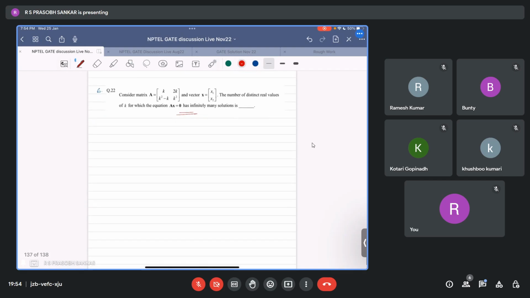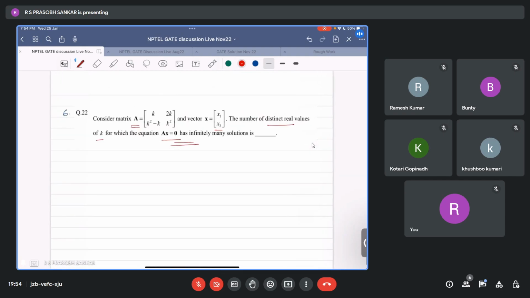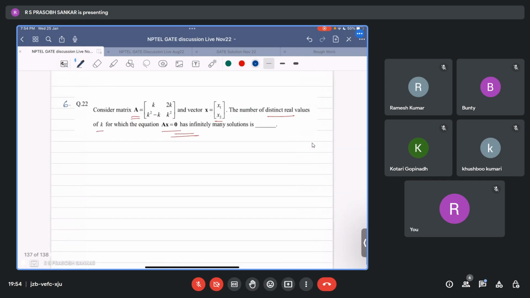Now, coming back to this question. Consider the matrix A, which is k 2k, k square minus k square, and the vector x. The number of distinct real values of k for which the system has infinitely many solutions. This question is slightly different. To solve it, let us see when a system of equations has infinitely many solutions.